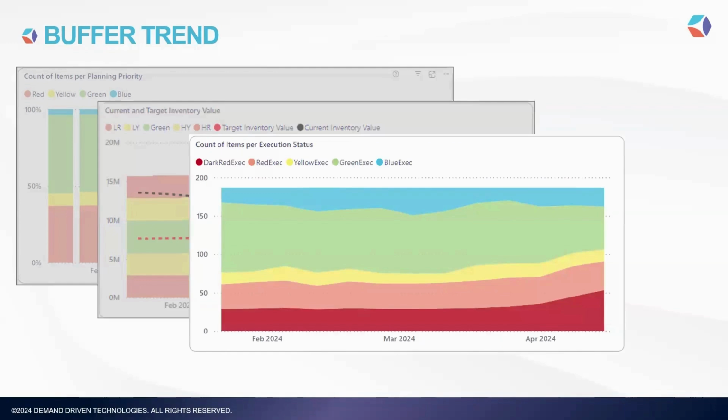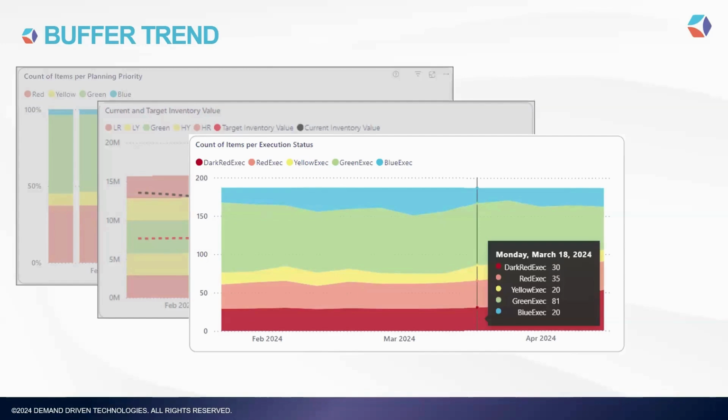And the count of items per execution status. This is your alerts. So what's happening with my alerts? Am I getting more in the high red and the critical? What would be causing that? I need to check on my timing and why stuff isn't in. Hover over that, you'll get the count per area.